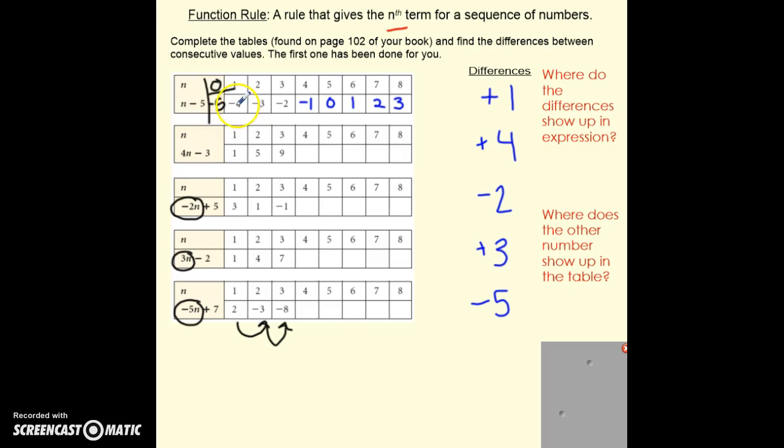Because from -5 to -4, I have to add 1. If I go backwards, I would be subtracting 1. So on the 0 term here, this would be -3. On the 0 term here, it would be the +5. The 0 term here would be -2. And the 0 term here would be the +7.